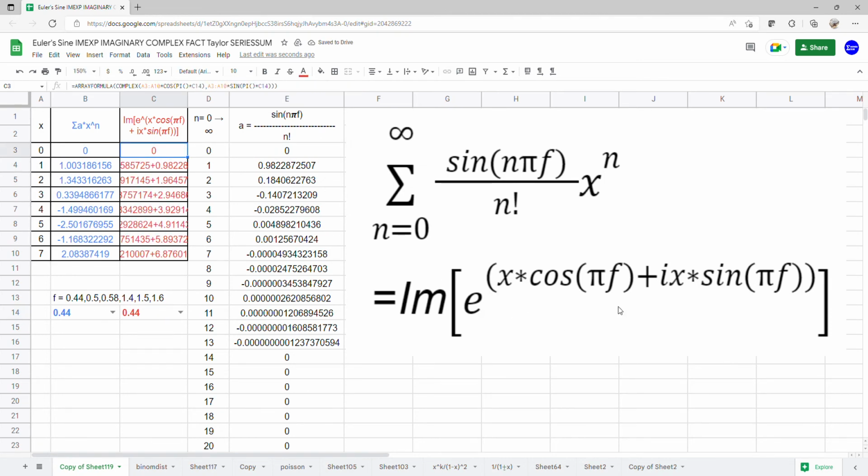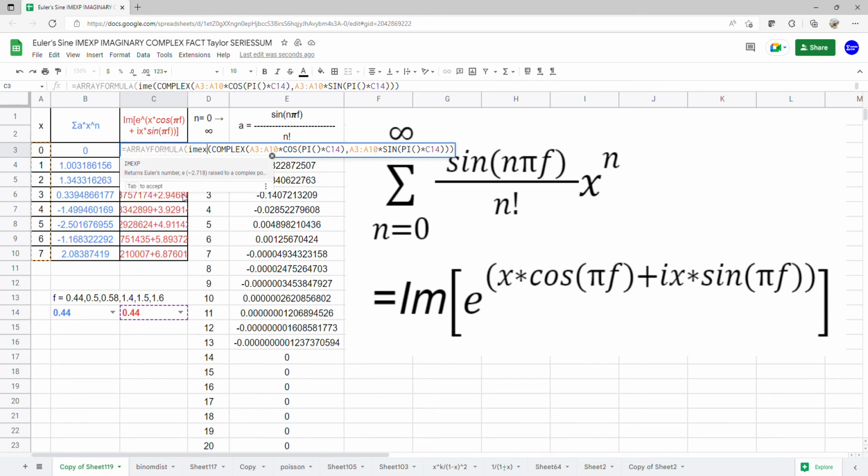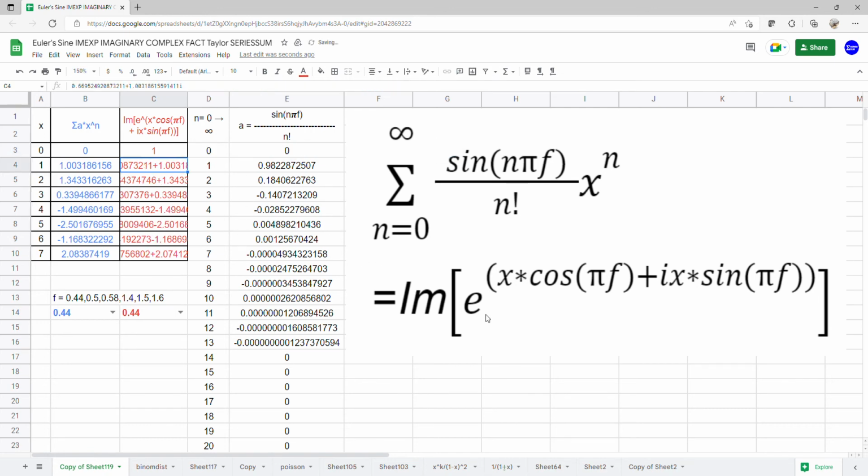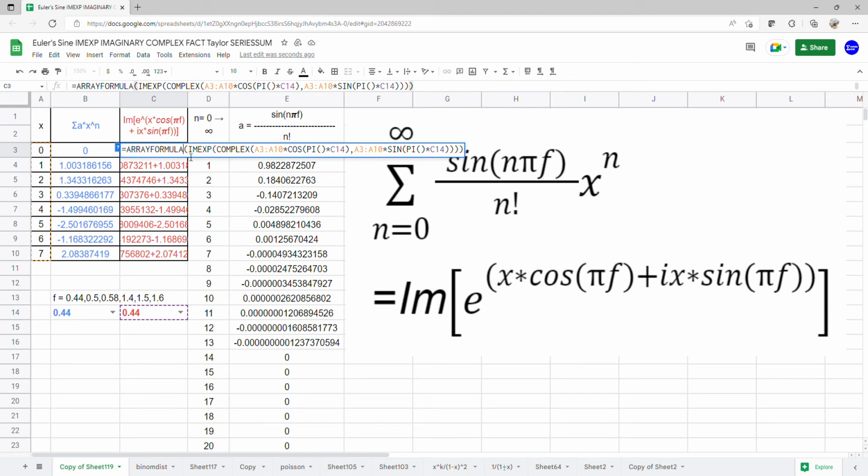Now that we have completed the Euler's, we extract the imaginary part. So we have not completed. So it is raised to the power e. So we use IMEXP. So this is the complex number raised to the power the complex number. Then enter. Now we can get the imaginary part. So the imaginary part is imaginary.